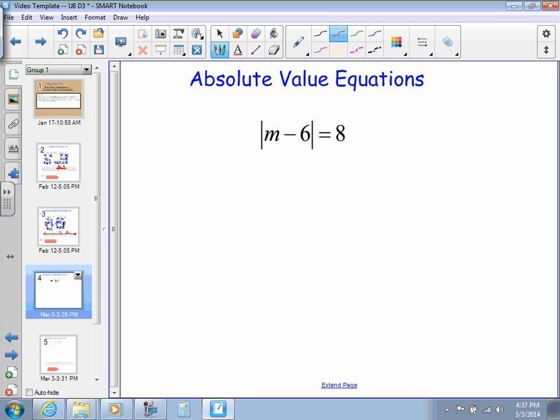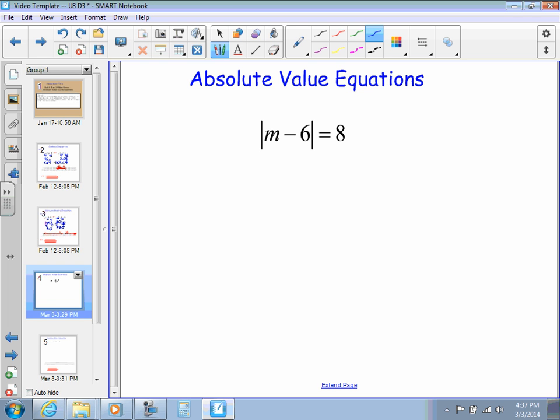Okay, absolute value equations. How do I go about solving this? Well, first thing is that my absolute value has to be by itself on its side of the equals sign, which it is. Once I have that, I'm then going to break it apart into two equations, because let me explain it this way.